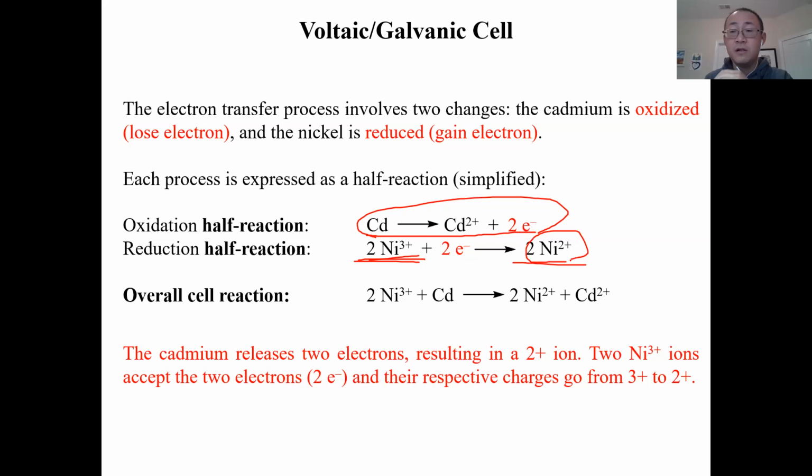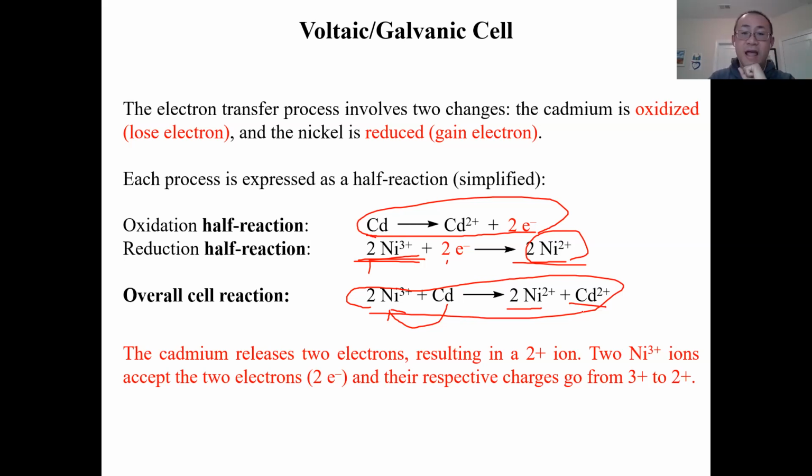Okay, because that's how the half reaction works. Nickel only gains 1 electron, so in order to gain 2 electrons, you need to change the coefficient to 2 for the nickel half reaction. Now cadmium loses 2, nickel gains 2. If we add both reactions together, you get the overall reaction: cadmium transfers electrons to 2 nickel 3+, then 2 nickel 3+ becomes 2 nickel 2+, and cadmium becomes cadmium 2+. So that's what happens in a nickel cadmium cell, or battery.